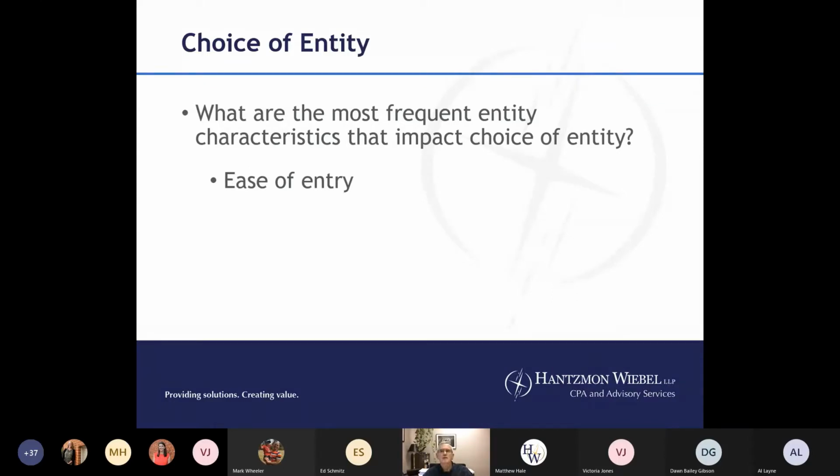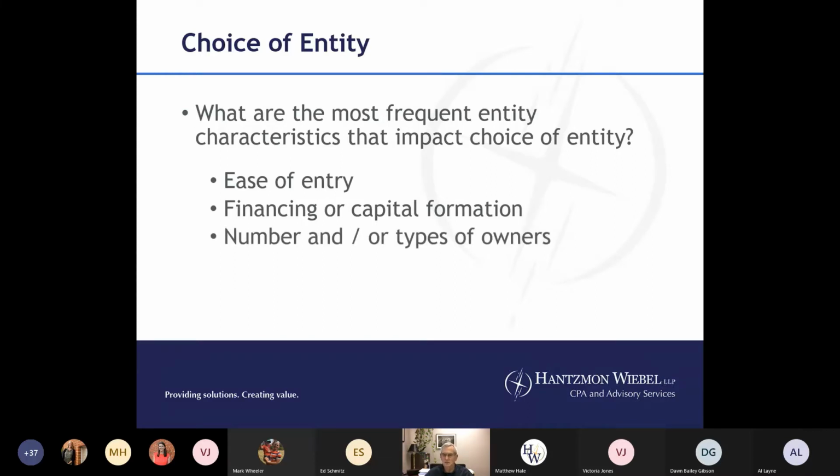Okay. So what are some of the most frequent entity characteristics that impact choice of entity? One of the first ones is ease of entry. If I want to be a corporation, an S corp, a C corp, or an LLC, how easy is it to get in there? The financing or the capital formation: where's the money coming from? Am I going to have outside investors? Again, we'll go into a lot of these later on. How many owners is this expected to have? What are the types of owners? Will there be other partnerships, or will they all be individuals?